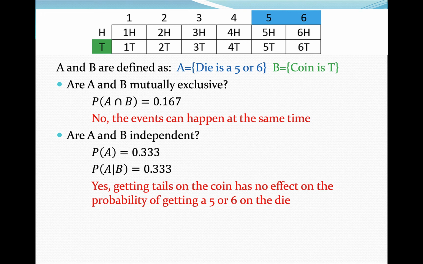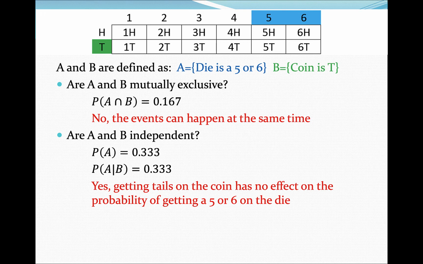So the answer here is yes: getting tails on the coin has no effect on the probability of getting a 5 or a 6 on the die. Therefore they're independent. This one you can really just think about, because what you get on the coin is not going to affect what you get on the die. But lots of times it's really important that you actually compare the probabilities, because when you compare the probabilities, you'll know for sure whether or not they're dependent or independent.